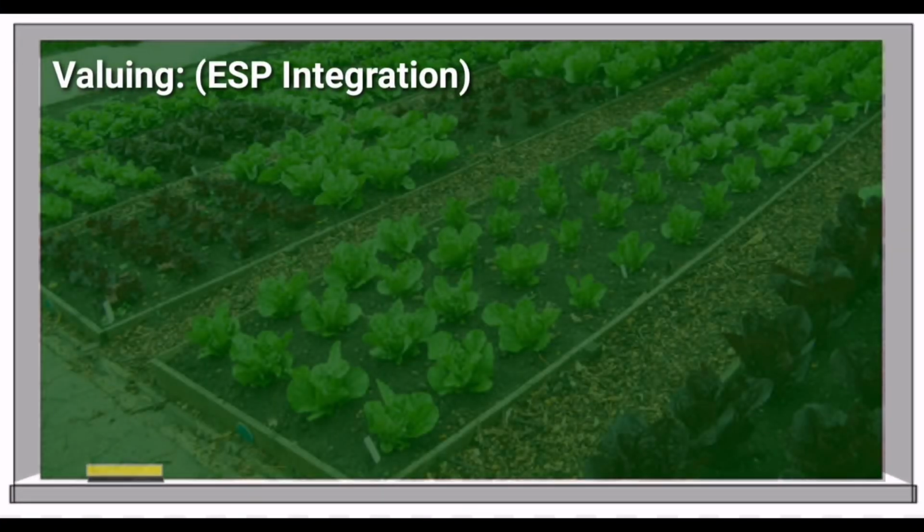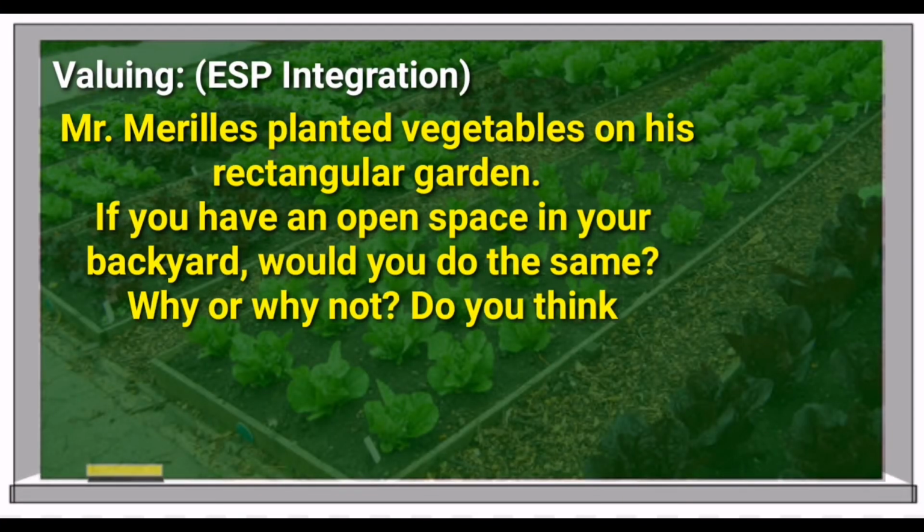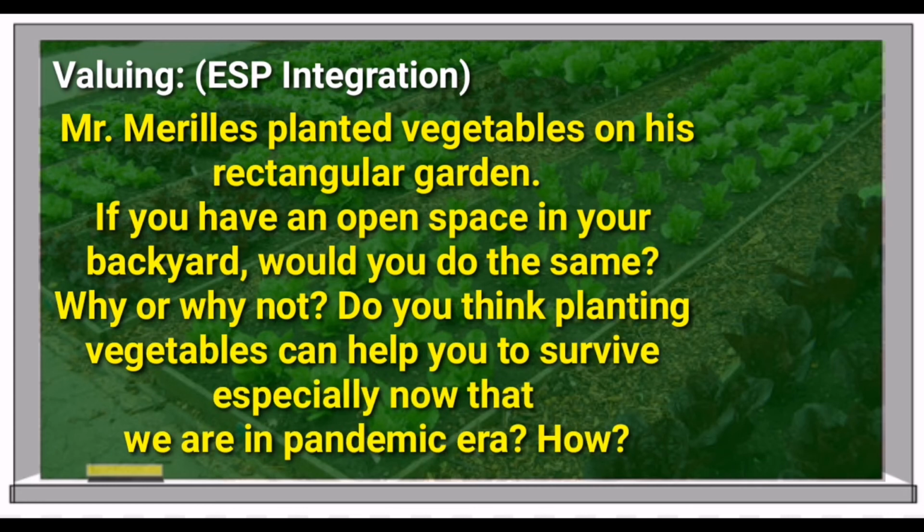For valuing, Mr. Mariles planted vegetables on his rectangular garden. If you have an open space in your backyard, would you do the same? Why or why not? Do you think planting vegetables can help you to survive, especially now that we are in the pandemic era? How?